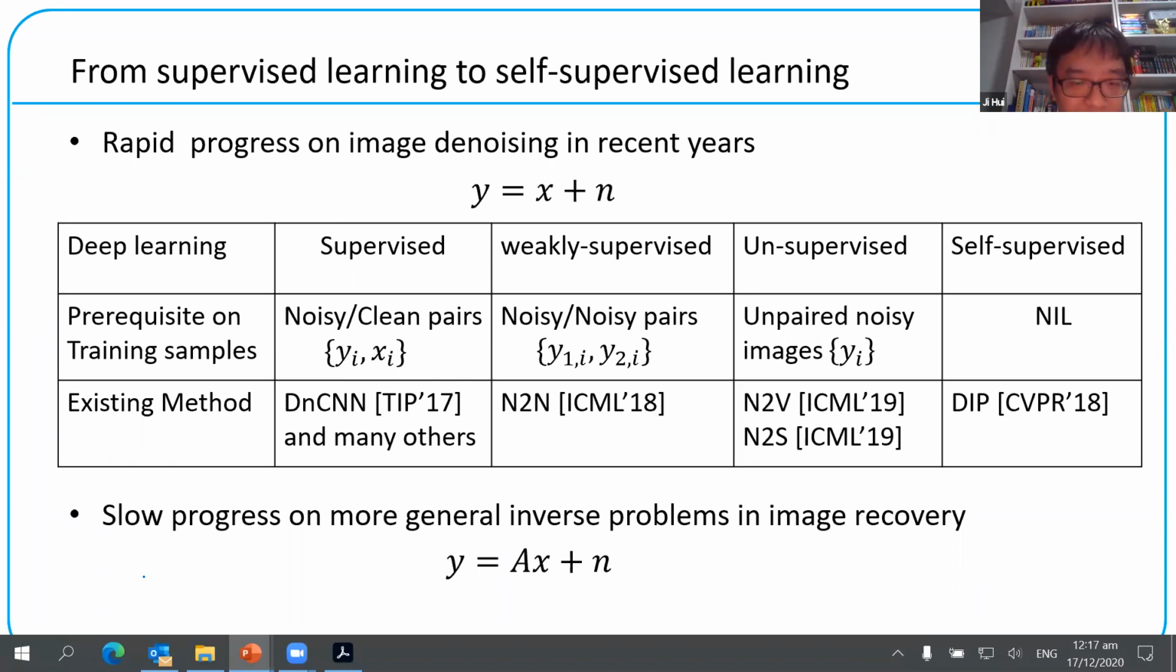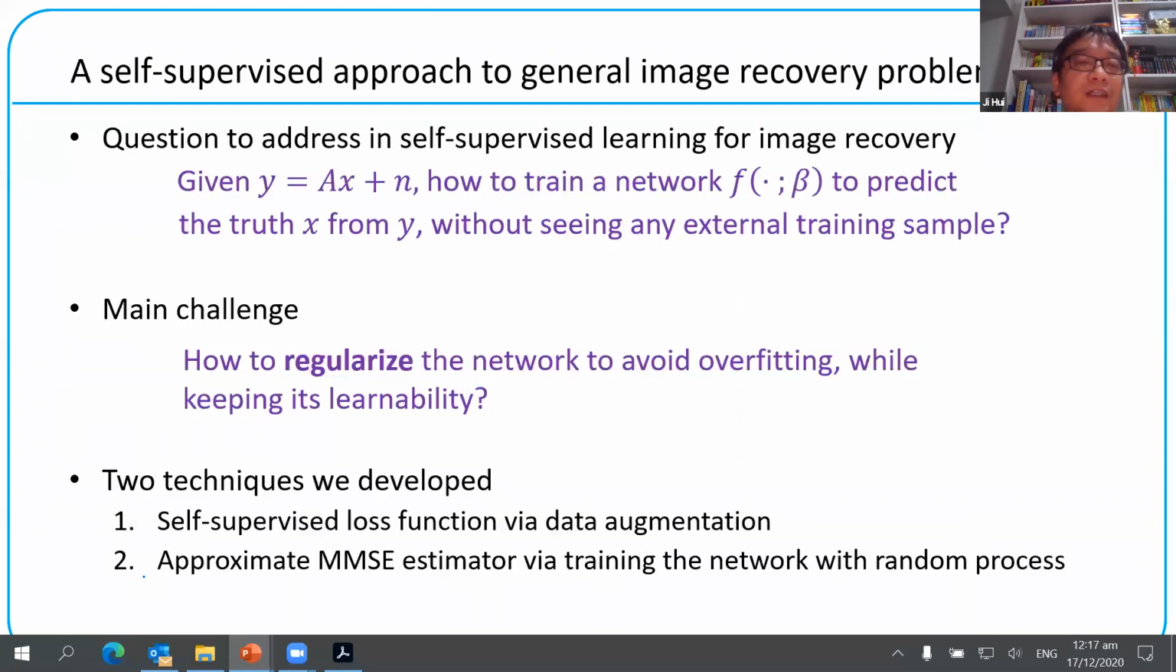So of course, if you consider the general inverse problem, there's very slow progress on that, because the inverse problem in general is much harder than image denoising because it's ill-posed. All right, so of course, in this talk, I try to address the question: if I consider a general inverse problem, how am I going to train a neural network to predict the truth from a degraded observation without seeing anything else? All right, that's the question I want to address.